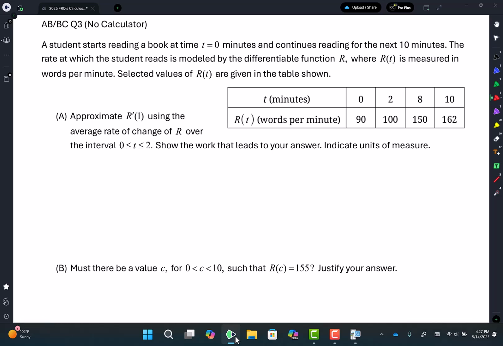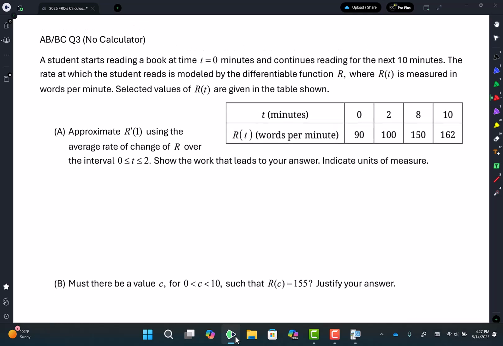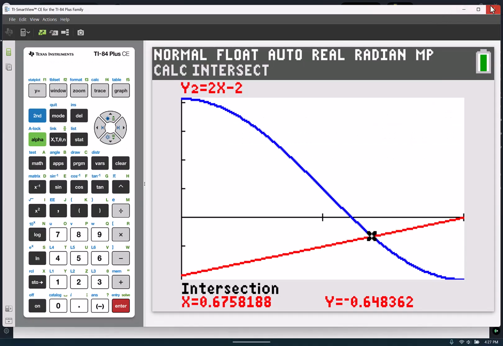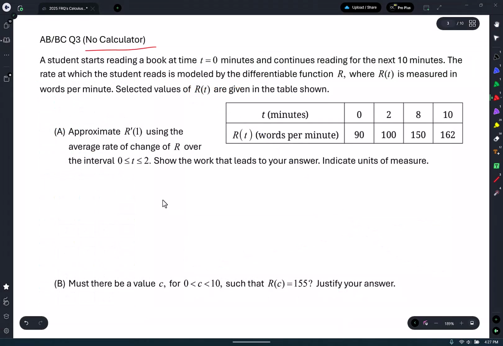You had this. Do you remember this one? I do remember. Okay, let's see what it says. A student starts reading a book. By the way, no more calculators, so let's put the calculators away. So I will close this guy. Approximate R prime 1 using the average rate of change of R over the interval 0 to 2.